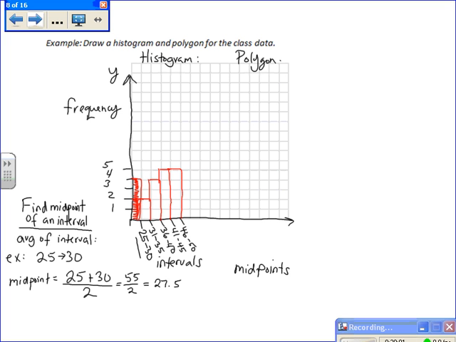So instead of writing the intervals, I can also write midpoints. So we could go ahead and start our data right here. And I'm going to write 27.5. That's the midpoint for that interval. The next one is going to be halfway between 31 and 35, which is 32.5.